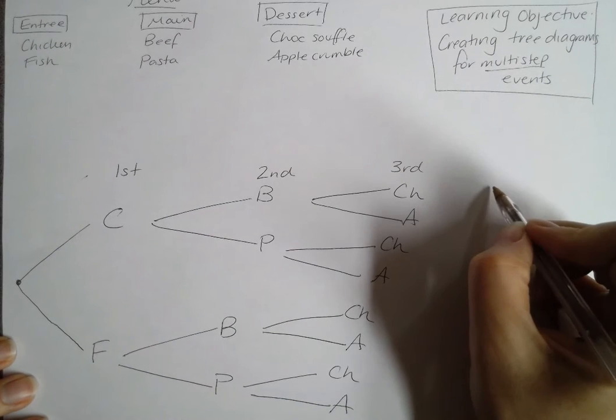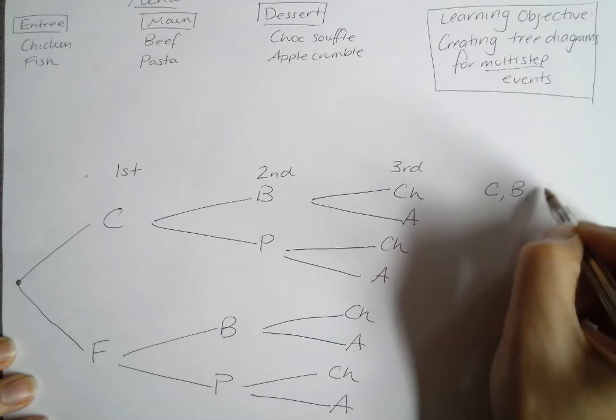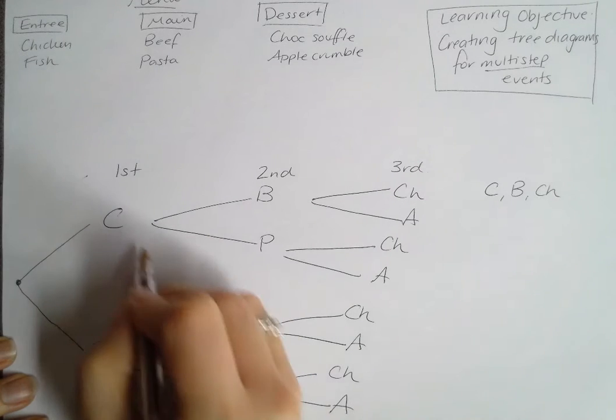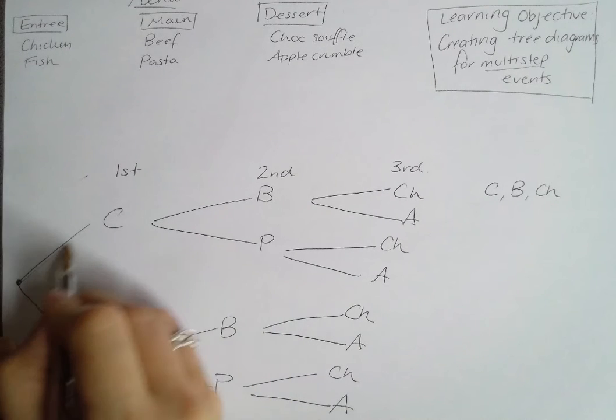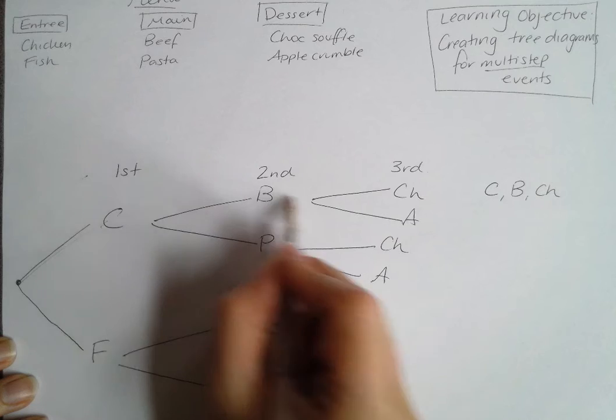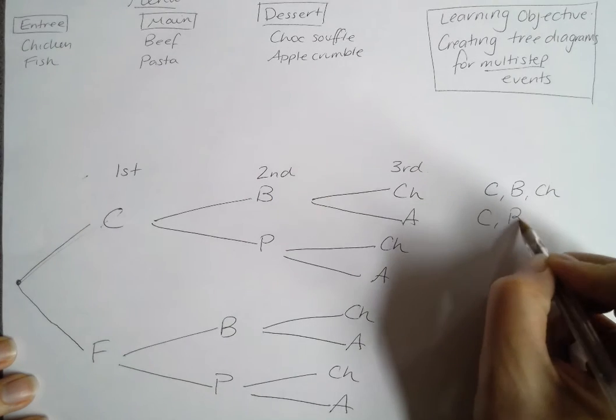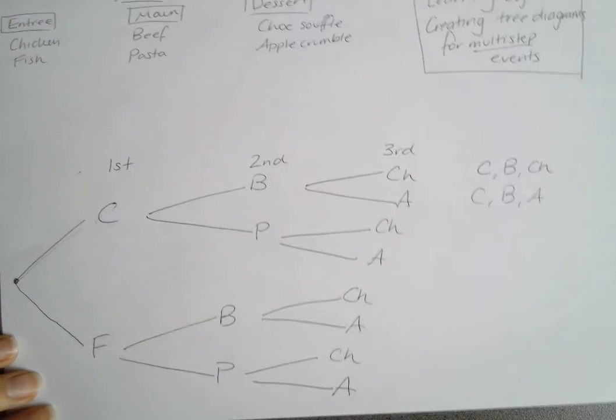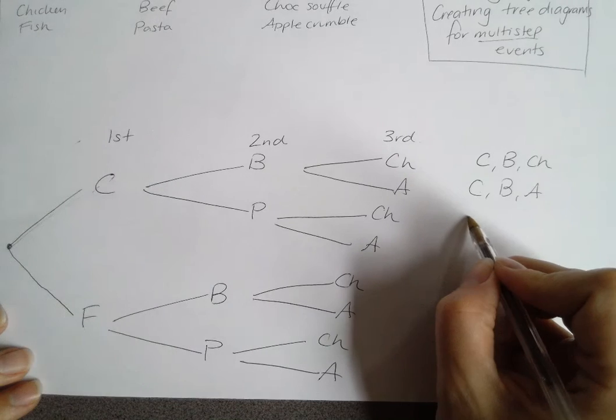I could have had the chicken, the beef, and then the chocolate. I could have had, if we follow the next path, chicken, beef, and apple. So C, B, and A. And that can go on. We can keep doing all these combinations.